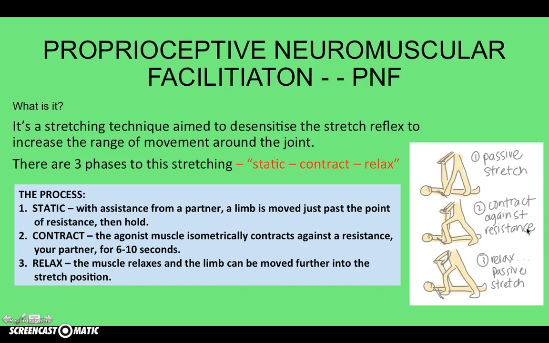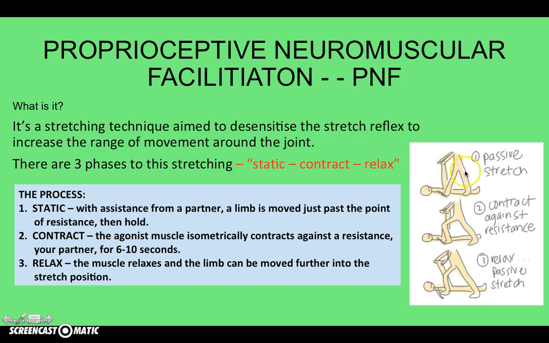Okay, next method of training is proprioceptive neuromuscular facilitation, also known as PNF. Now this is a stretching technique aimed to desensitize the stretch reflex to increase the range of movement around the joint. This is the process. We'll go through the process in class tomorrow. Tomorrow, practically, we'll actually do this on each other, okay? So the process is static, with assistance from a partner. The limb is moved just past the point of resistance.